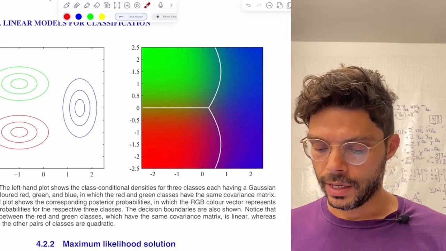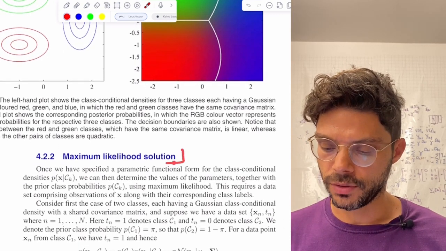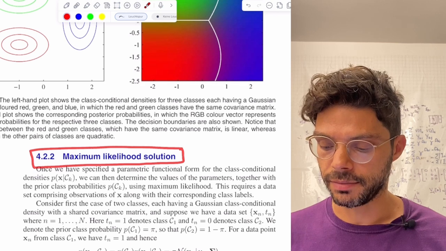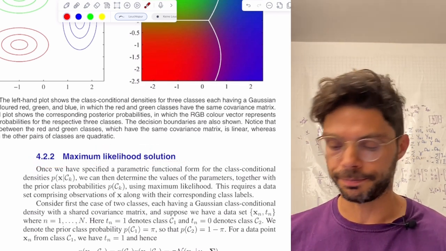I hope that was useful, and I will catch you next time when we're going to be discussing maximum likelihood. So how do we estimate these parameters when we have data?